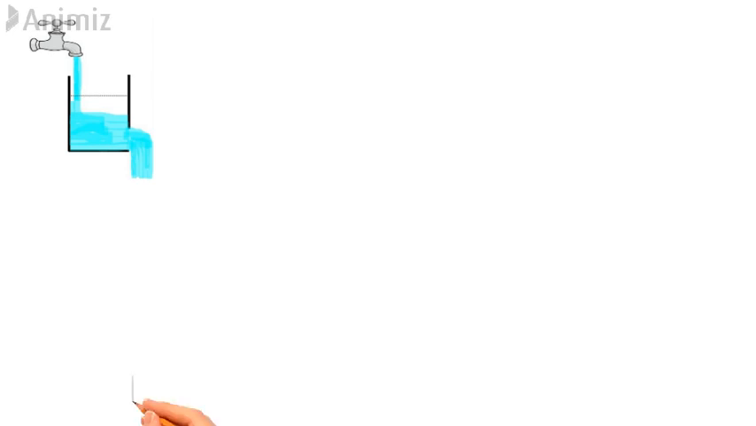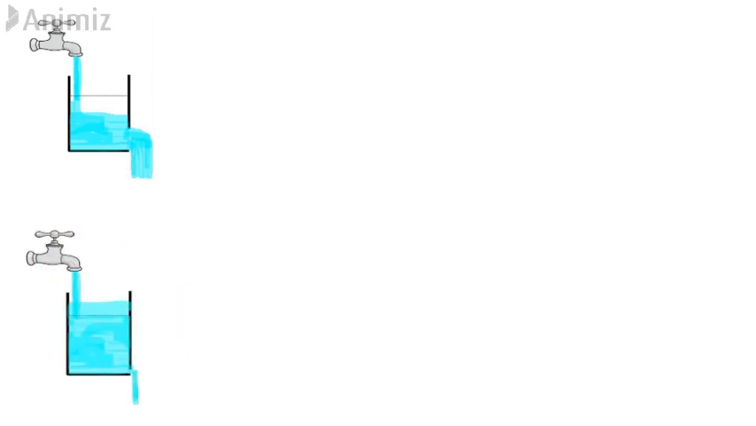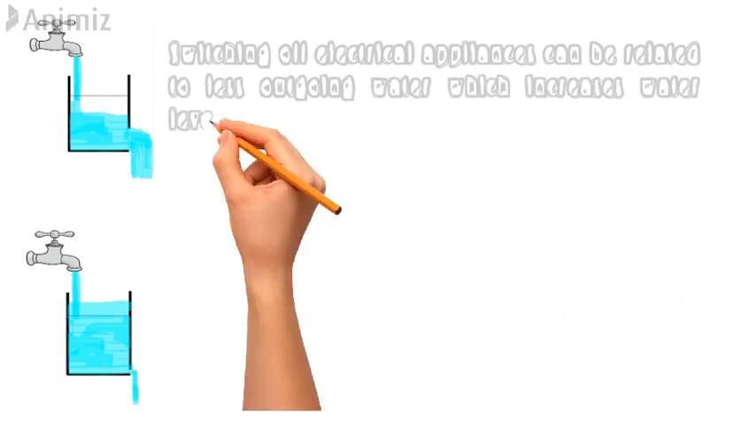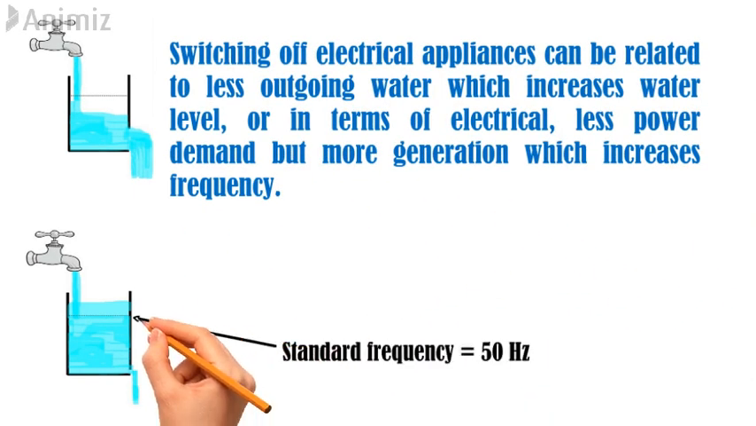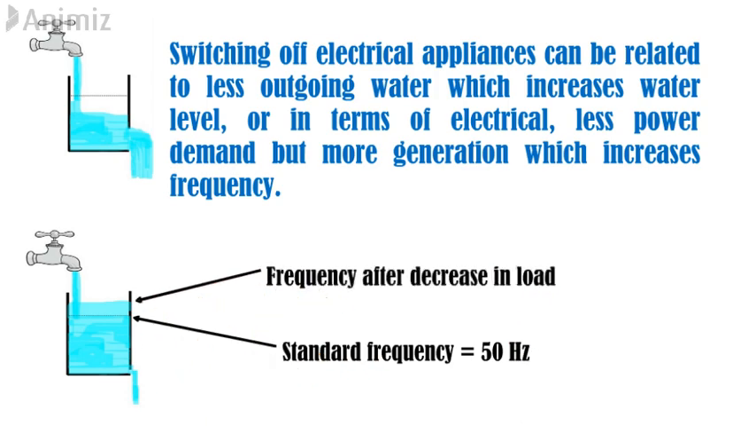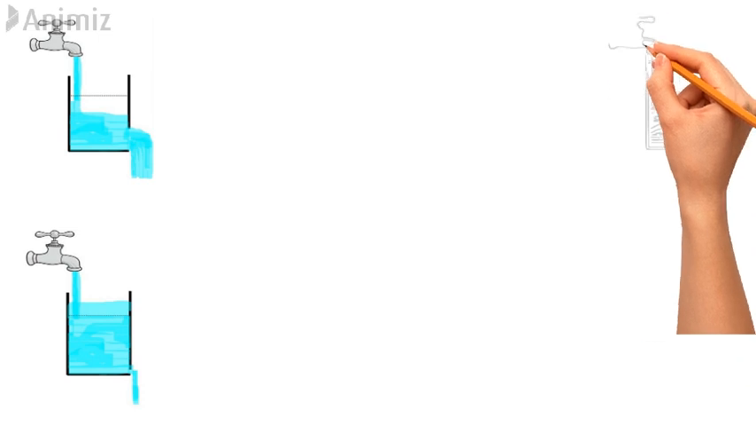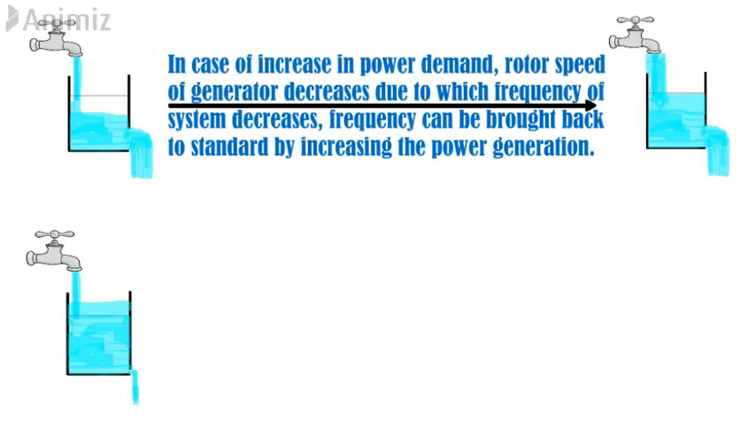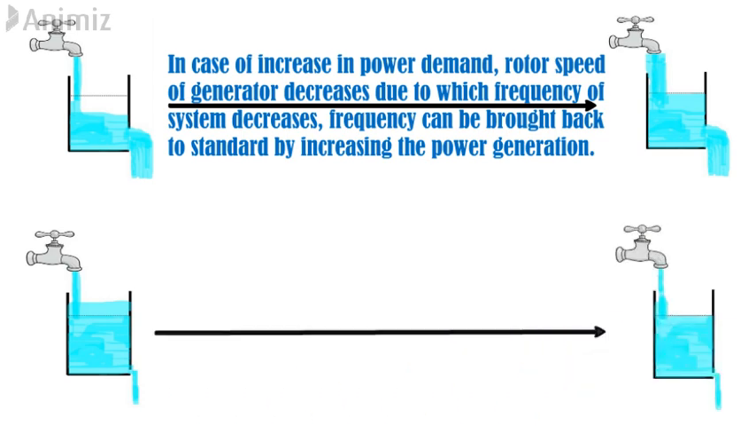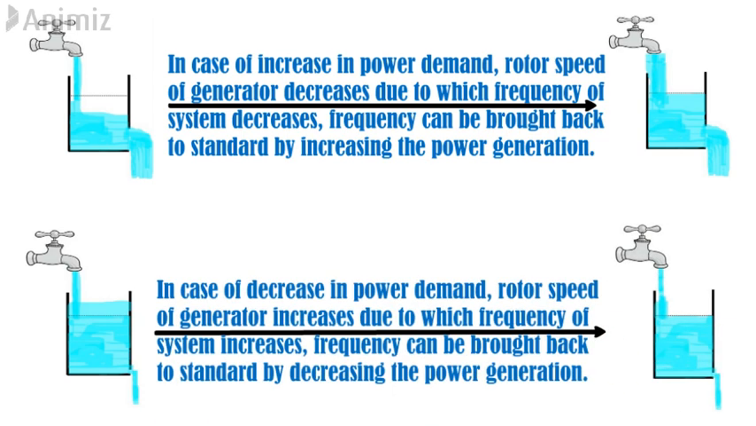Consider case 2, where we have more generation available to us than the actual demand. In that case, the frequency of the system increases above the standard value of frequency, which is 50 Hz. To balance, in case 1 the generator must generate more power, and in case 2 the generator must reduce its output power.